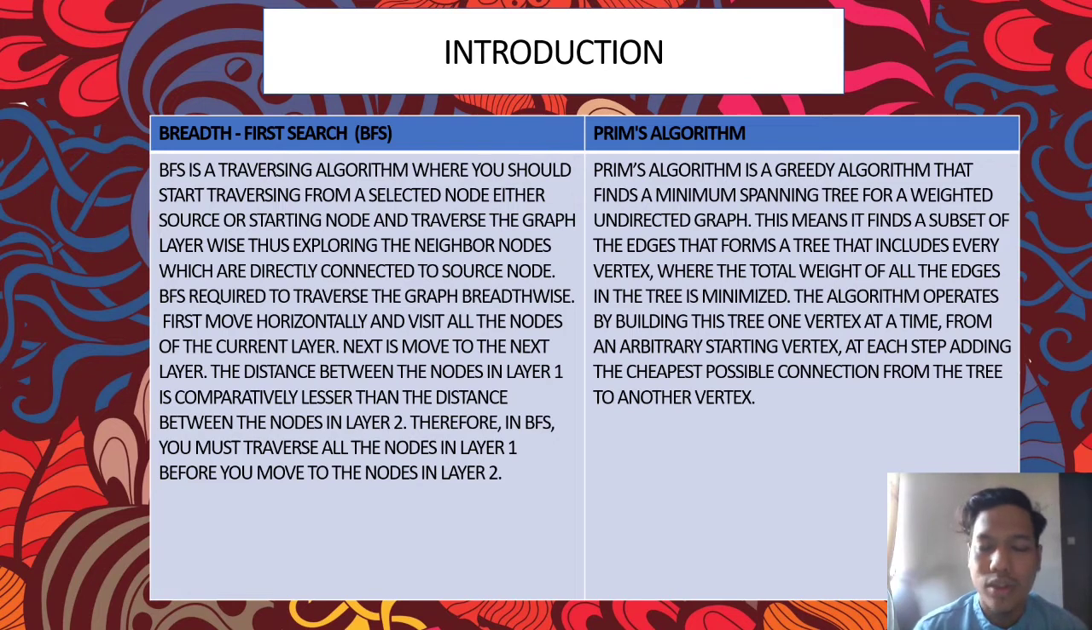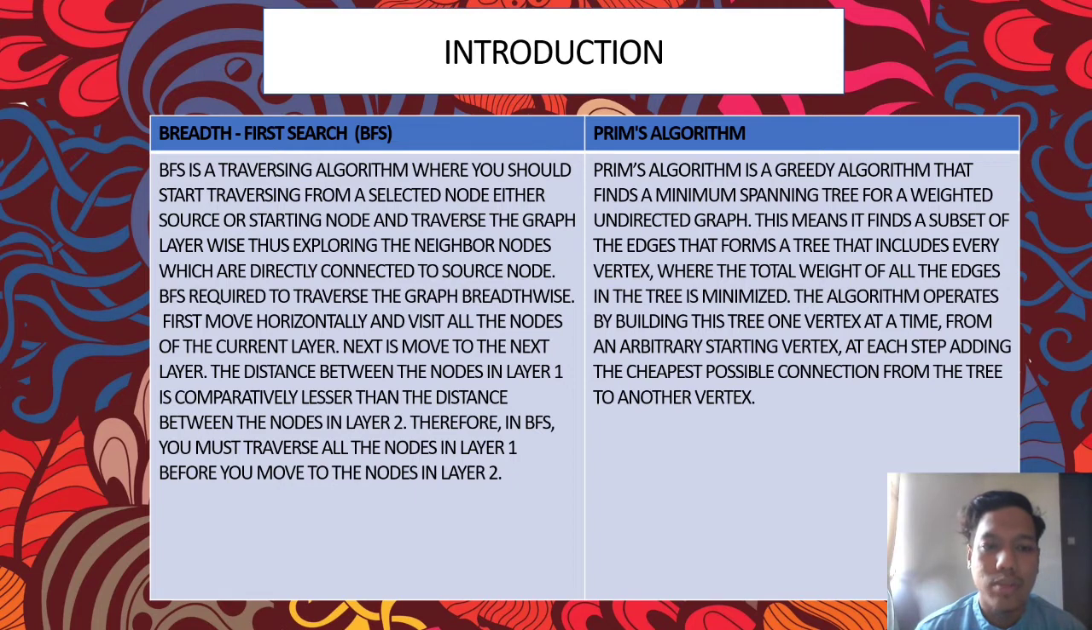So today I will give you an introduction about breadth-first search and also Prim's algorithm. BFS is a traversing algorithm where you start traversing from a selected node, the source or starting node, and traverse the graph layer-wise, exploring the neighbor nodes which are directly connected to the source node. BFS is required to traverse the graph breadth-wise.